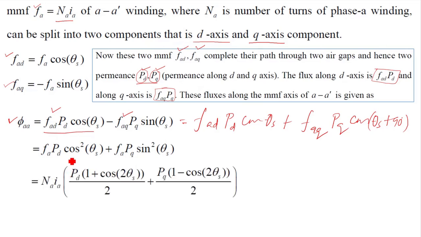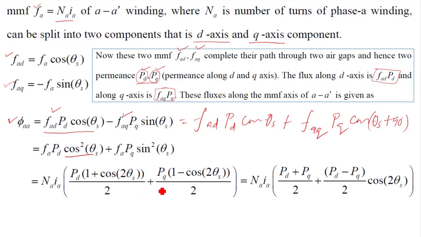Now, with a little manipulation, instead of cos square theta s, I can write (1 plus cos 2 theta s) by 2. Similarly, sin square theta s, I can write (1 minus cos 2 theta s) by 2. Okay. So then with a little manipulation, FA I can substitute NAIA, and now with certain manipulation, I can write this equation as NAIA (PD plus PQ) by 2 plus (PD minus PQ) by 2 cos 2 theta s. So cos 2 theta s, if I take common outside, it will be (PD minus PQ) by 2. Okay. So now your equation has two components. One is NAIA (PD plus PQ) by 2. Another component is NAIA (PD minus PQ) by 2 cos 2 theta s. One is a fixed component, the other one is a varying component, right?